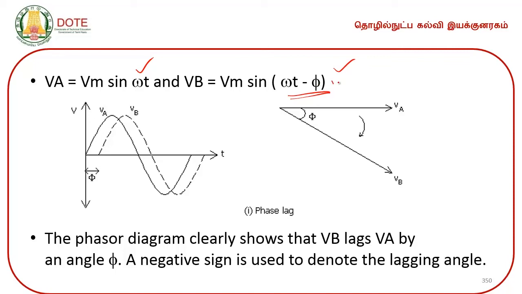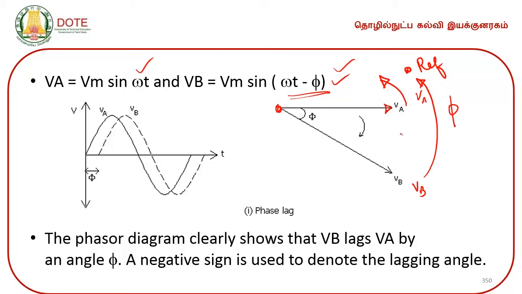In phasor quantity I can represent this as follows. I take this as a reference vector. So, this is VA. So, VB is lagging behind VA by phi. Suppose you have a reference point, and you rotate the phasor in the anticlockwise direction, then VA reaches this reference point first and then VB reaches the reference point at a later time instant, after 5 electrical degrees. So, this is the meaning.